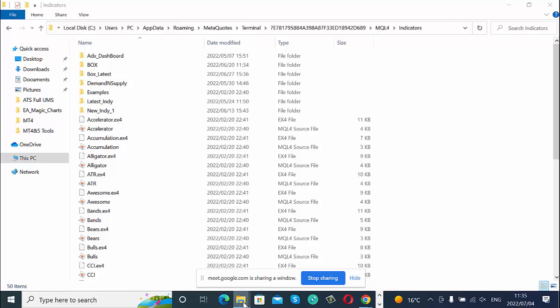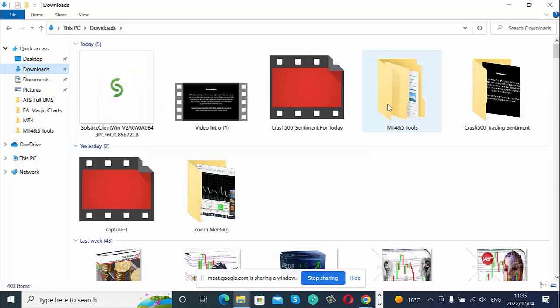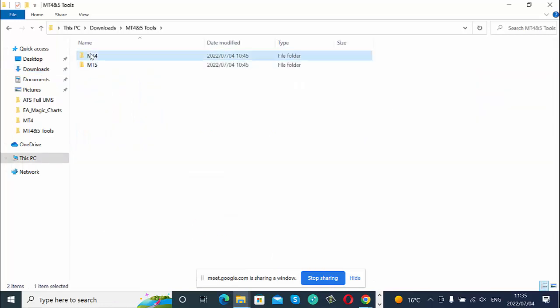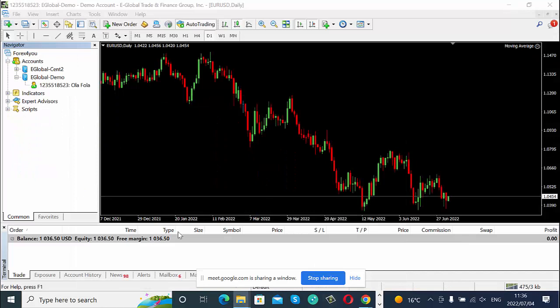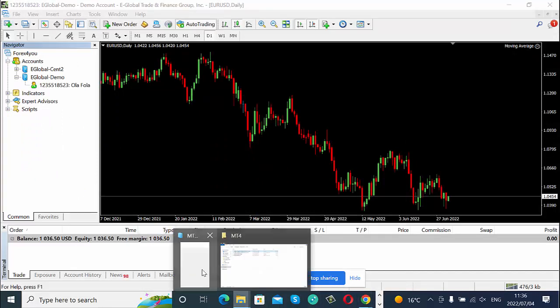Sorry. People at home will not see what you are seeing here now, because I'm not sharing all this. Okay, let me come to downloads. Let me come to my MT4, MT5 tools. Then I need this. This one is, I mean, this one is a robot. It's a pure robot. Okay, so I'm taking that one. Let me see if I've not messed up this folder.